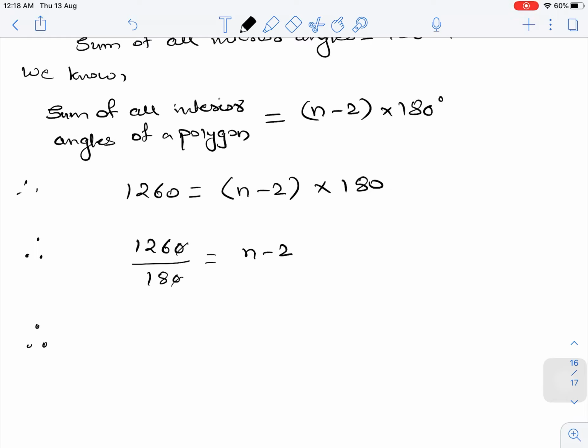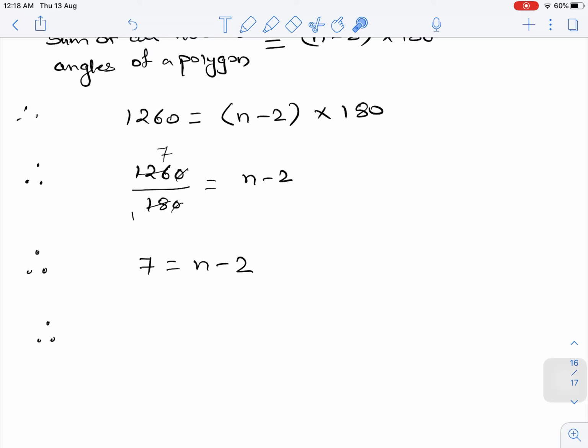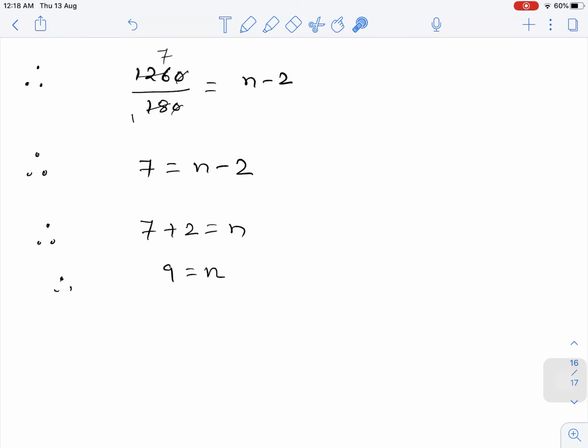Therefore this 0 and this 0 will get cancelled. Now by what number do you have to divide? 18 ones are 18, 18 sevens are 126. So you will get 7 equals n minus 2. Now we want only this n kept over here, so whichever number is present here will go to the other side. So you will get 7 plus 2 equals n, that is 9 equals n. Now what is n? n is nothing but the number of sides. So finally you can write: number of sides equals 9. Okay, so this is our final answer.